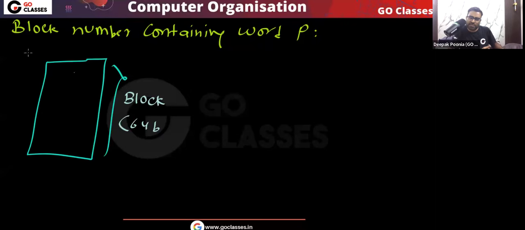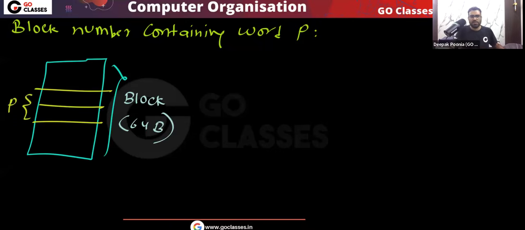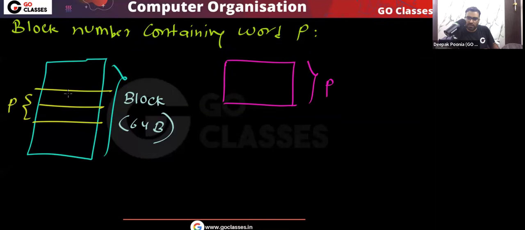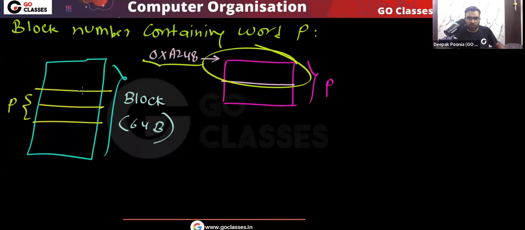The block size is 64 bytes, that we know. So you can see in this block there is P, and P has 2 bytes. So this is P. Very simple. And remember the address of the first byte of P is given to you. What is that? This is P. And in this P, remember the address of the first byte. This address is given to us, that is in hexadecimal A248. Okay, in hexadecimal A248. Very simple. This is the address of the first byte of word P.